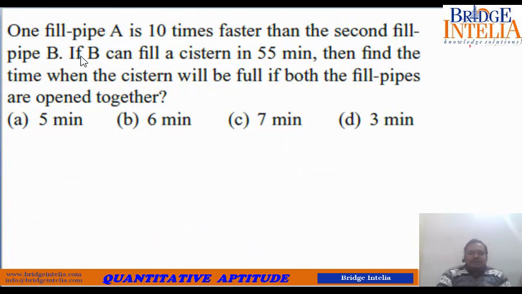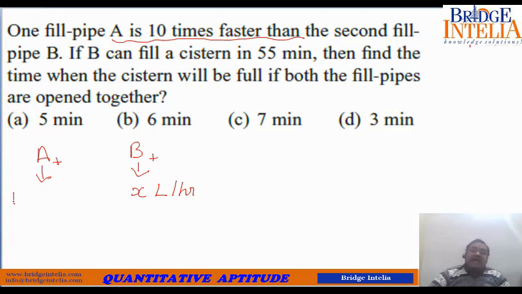Now let's have a look at this one. Fill pipe A is 10 times faster than the second fill pipe B. So there are 2 pipes and both are fill pipes. Both are taking water inside. What is known? That pipe A is 10 times faster. So if pipe B is carrying X liters of water per hour, the first pipe is carrying 10 times the amount, 10x liters per hour.